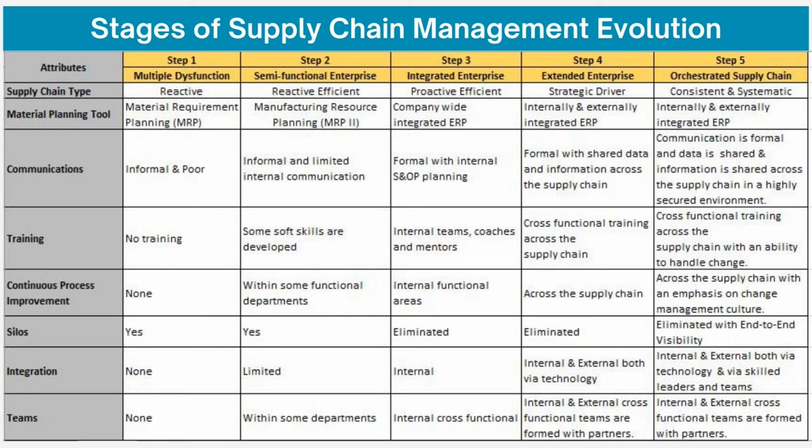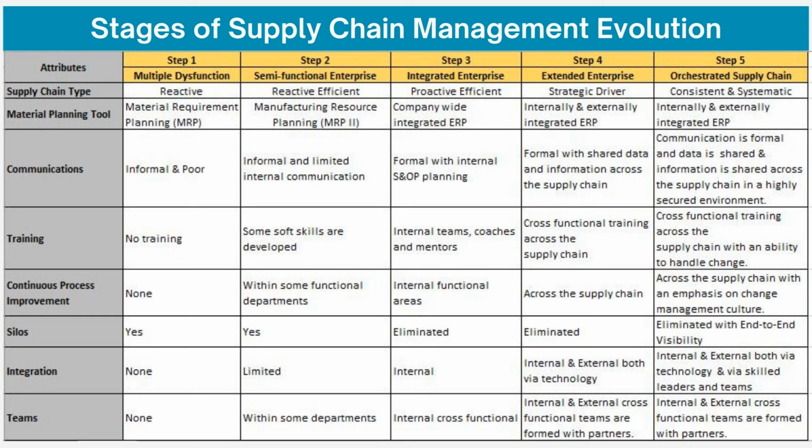This is a very, very important point which you should remember, that the difference between extended enterprise and orchestrated supply chain is that the orchestrated supply chain focuses more on change management culture. Silos. In both multiple dysfunction and semi-functional enterprise, the departments are working in silos, whereas in integrated enterprise and extended enterprise, silos are eliminated. When it comes to orchestrated supply chain, silos are eliminated and end-to-end visibility is provided.